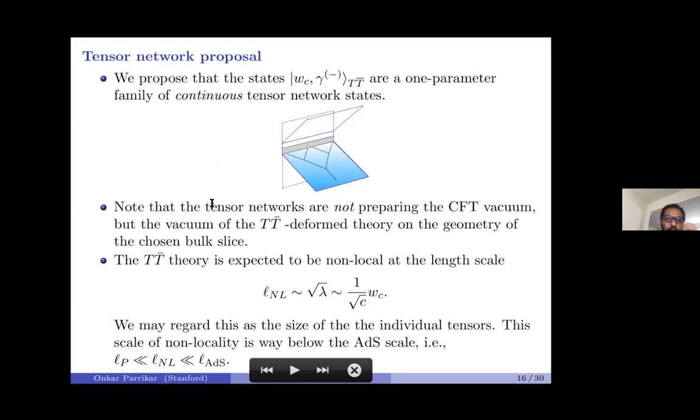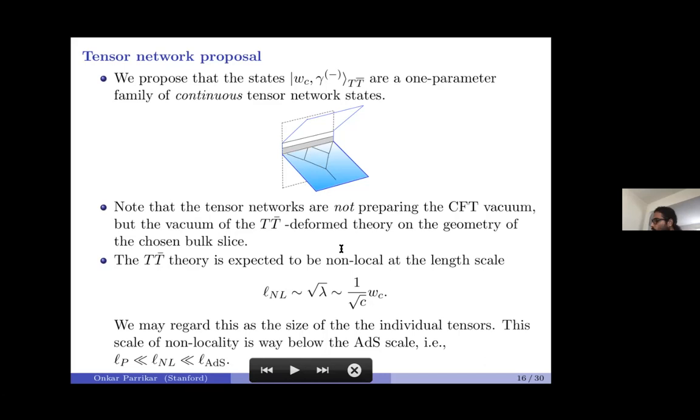Just to emphasize here, we should note that these tensor network states that we are describing are not the CFT vacuum. These Euclidean path integrals on the folded slice don't prepare the CFT vacuum, but instead this path integral on the folded slice is preparing the vacuum of this T-Tbar deformed field theory, and then embedding it into the UV Hilbert space. That's one way to think about it.